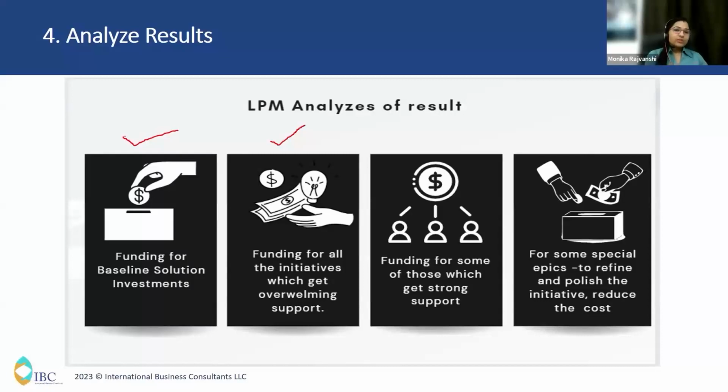Or if not the next PI, the epic owner will think about how we are going to progress, and then we will start progressing. Then a few ideas which got strong support are also funded. For the next 6 months, whatever fund they think they will require, we are allocating to them. And some funds we are allocating for those initiatives which are quite good but need some refinement and restructuring. In that way, we analyze the result, and this analysis is done by lean portfolio management.